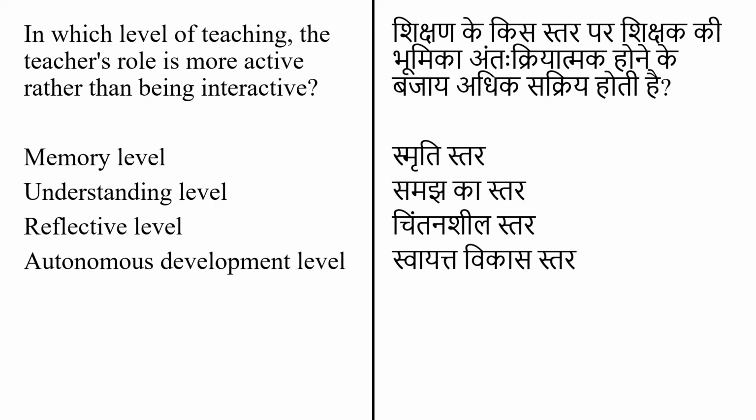In which level of teaching is the teacher role more active rather than being interactive? Okay, so in a given teaching level they ask you where the teacher role is more active rather than interactive. The first option here is memory level, second one is understanding level, third one is reflective level, and the last one is autonomous development level.